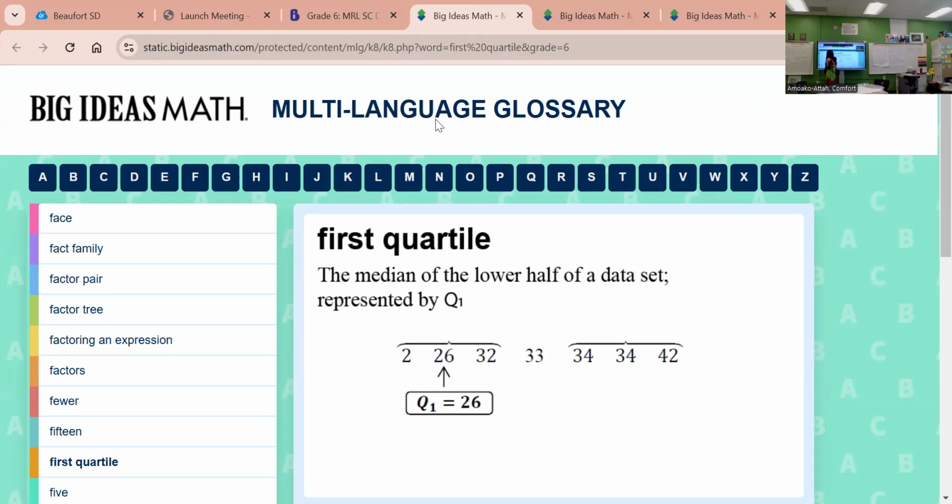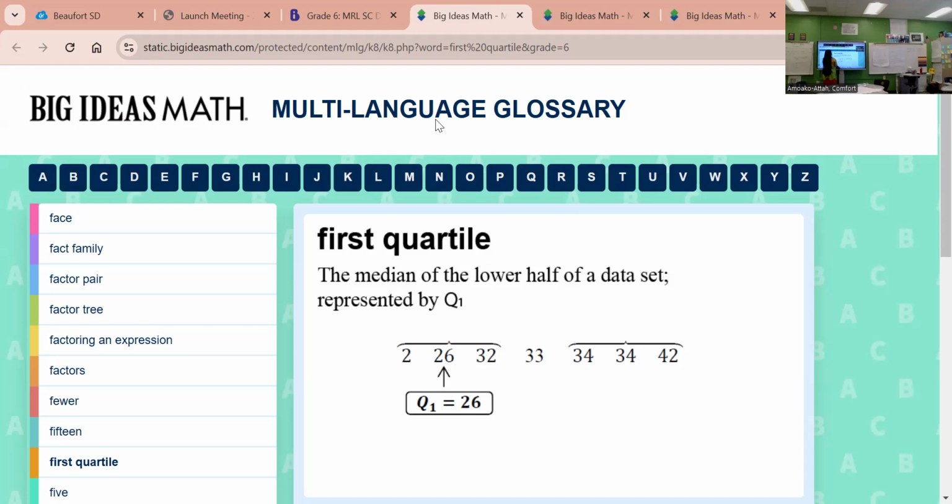So the first we said was the first quartile. If this is the set of data we have here, split the set of data into 2 equal halves. Here we have 7 data values, then split into 2 equal halves. The median of your first half of the set of data becomes the first quartile.